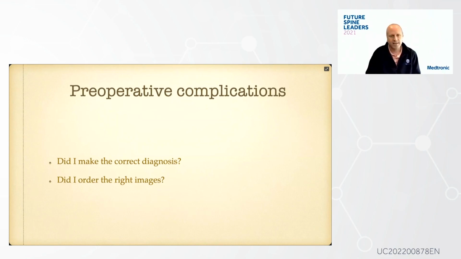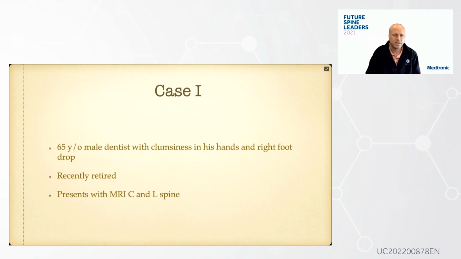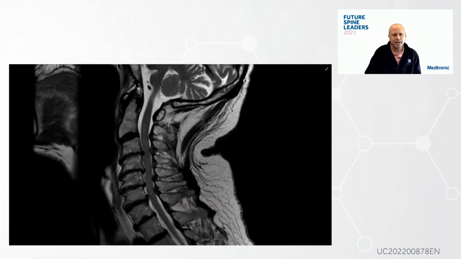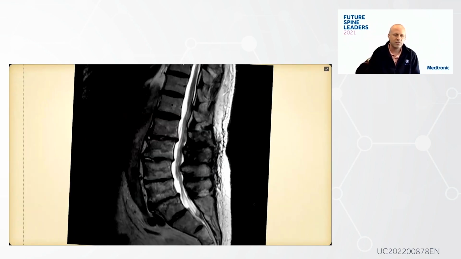So our first case is a case that I was involved in. This is a 65-year-old male dentist with clumsiness in his hands and right foot drop, recently retired, looking to travel with his wife, and presents with a cervical and lumbar MRI scan. The cervical MRI scan is a sagittal T2 image, showing multilevel cervical disc disease from C3-4 through C6-7. There's no myelomalacia. The lumbar MRI scan shows multilevel lumbar disc disease with various degrees of foraminal and central stenosis.